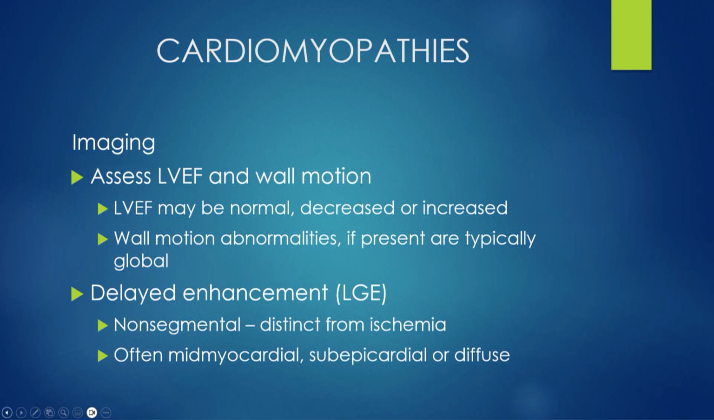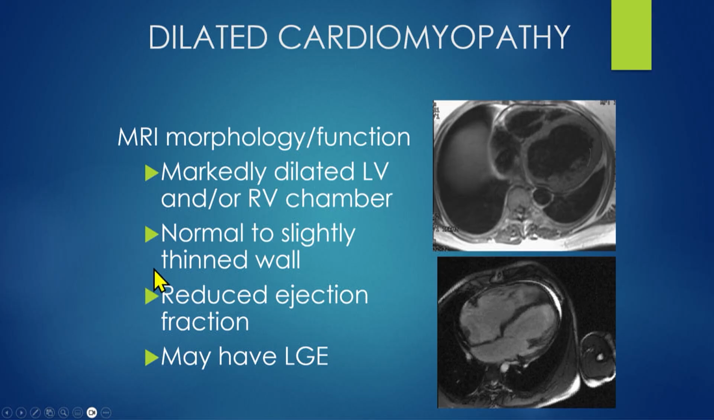So again, you can use imaging, MRI imaging, to look at LV EF and wall motion. We always do that. And delayed enhancement can be used to distinguish ischemic, which we described as being segmental and generally more subendocardial to transmural, versus non-ischemic cardiomyopathies, which are generally more random, less subendocardial. Okay, so those are our clues.